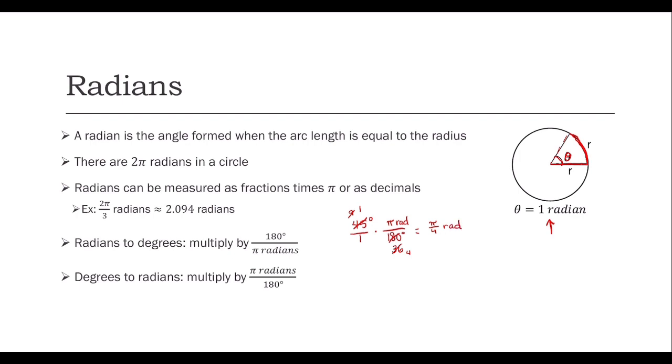And then if we were given something like 5 pi over 3 radians, we could convert to degrees. We want the radians to cancel, so we'll have radians on the bottom. So pi radians, and then 180 degrees on top. Our pi can cancel. 3 and 180 simplified to 60 and 1. So then we have 5 times 60, which is 300 degrees, because our radians cancel. So that's how you convert between radians and degrees.